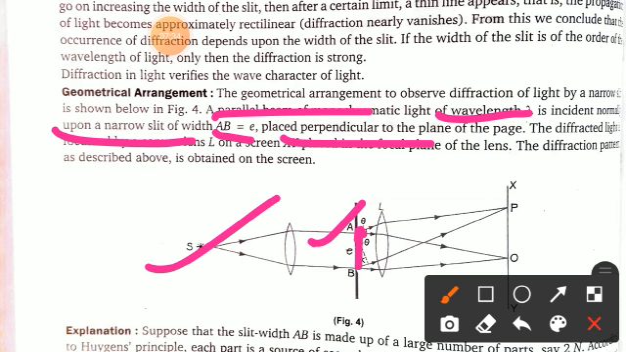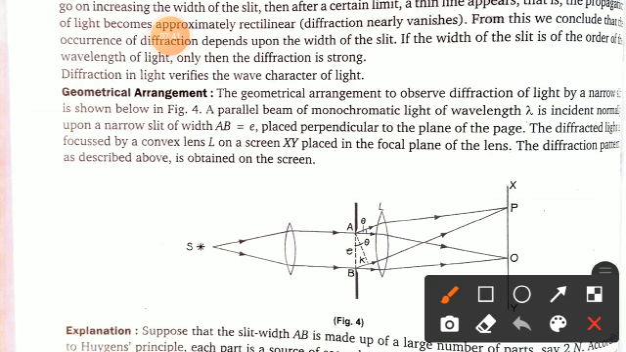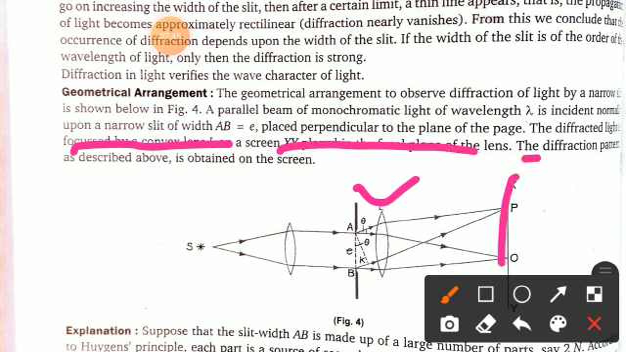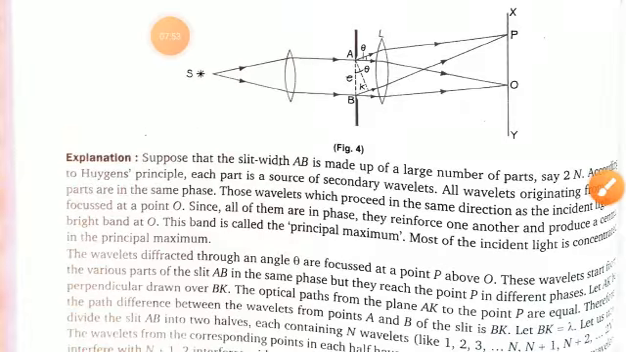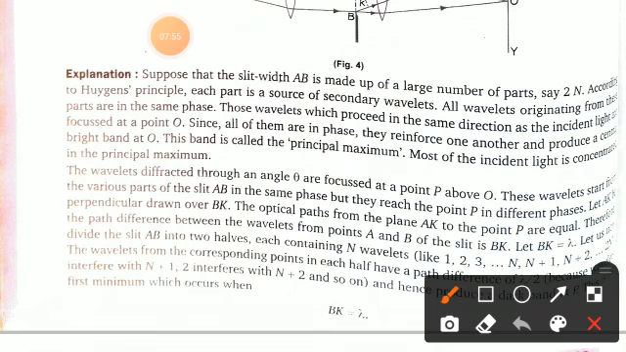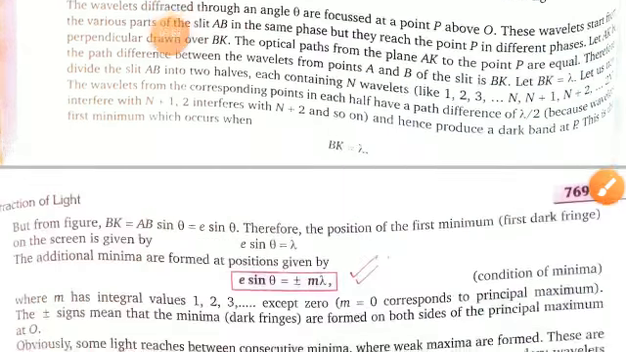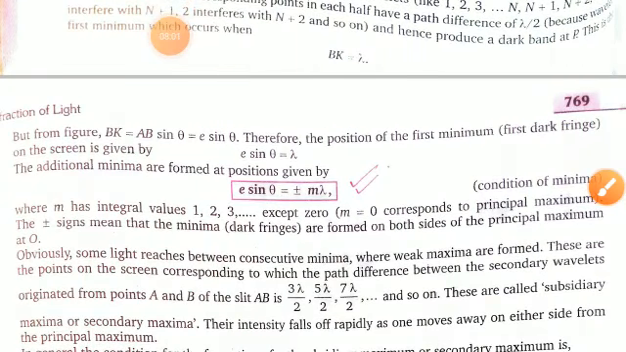So the diffracted light is focused by a convex lens, which is L here, on a screen, this is your screen, placed in the focal plane of the lens. So the diffraction pattern as described above is obtained on the screen. Clear? Now this is the explanation given. I am skipping this. Kindly read it by yourself, and if you have any doubt, ask me in the comment section. I am moving ahead.